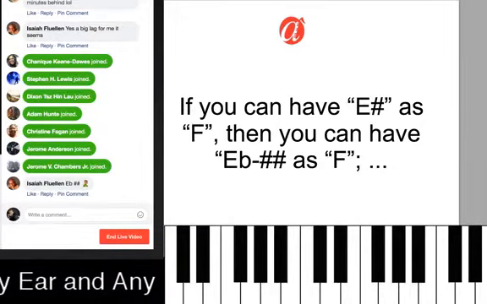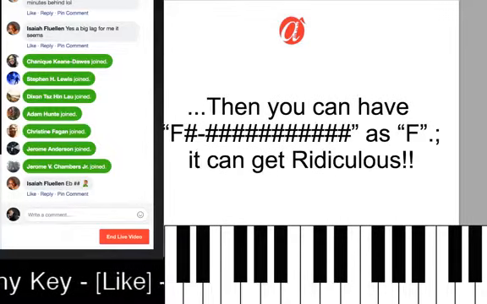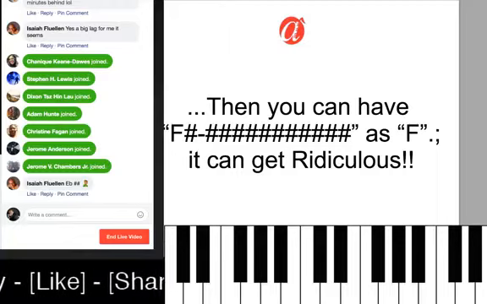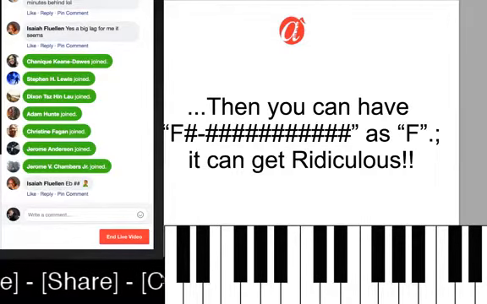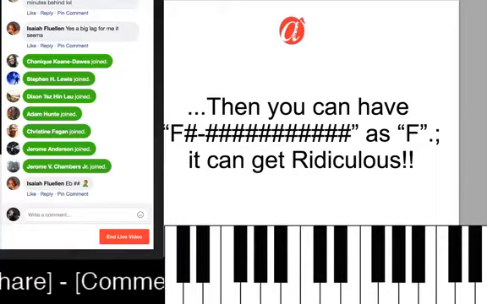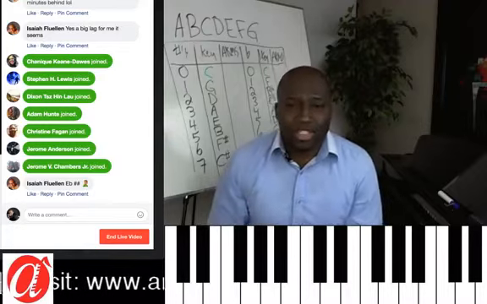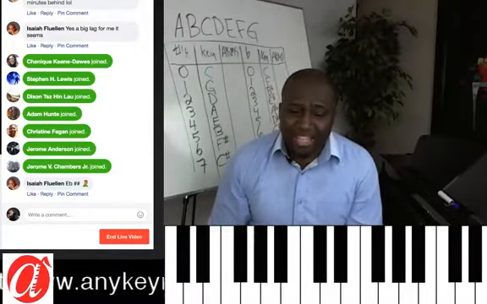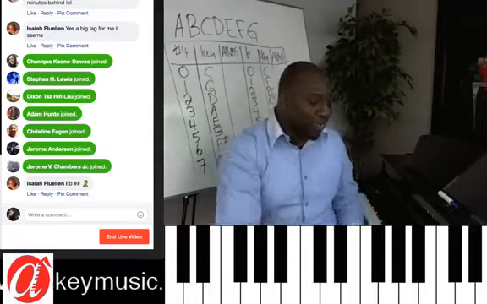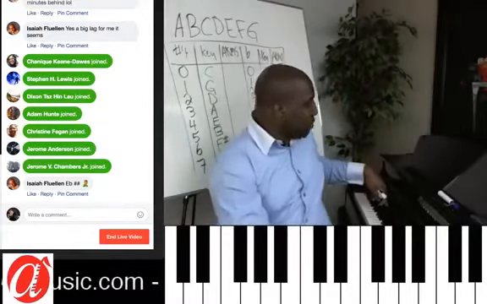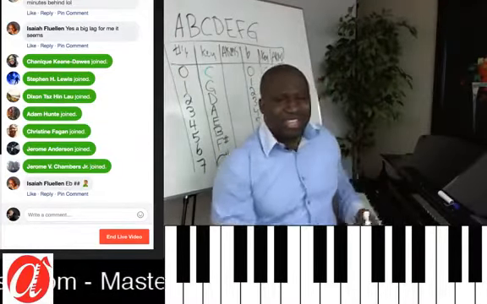All right? Now, if you can say that, then guess what you can do as well? You can now say F sharp 11 sharp. So F sharp, sharp, let me count it. F sharp, sharp, sharp, sharp, sharp, sharp, sharp, sharp, sharp, sharp, sharp, sharp can also be F. Now, you tell me, that gets ridiculous, all right? If I want to get to this key, I can start from here and count all the sharps to get to this.